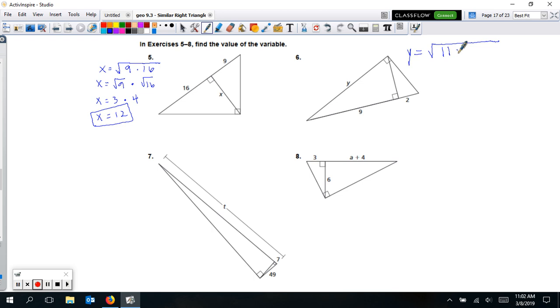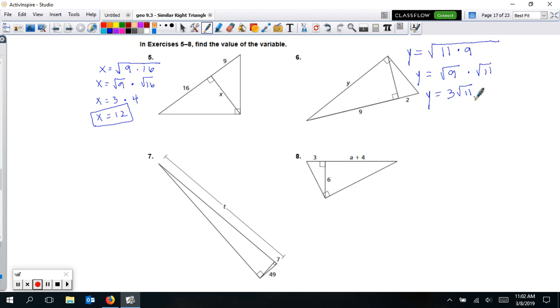So it's going to be 11 times the other segment, or segment 1 in this case. We have these two segments, segment 1, segment 2, so times this segment, which is on the same side as the y. So times 9. And so y is going to equal the square root of 9 times 11. We can think of this as the square root of 9 times the square root of 11. Square root of 9 being 3, so this is going to be 3 square root of 11.